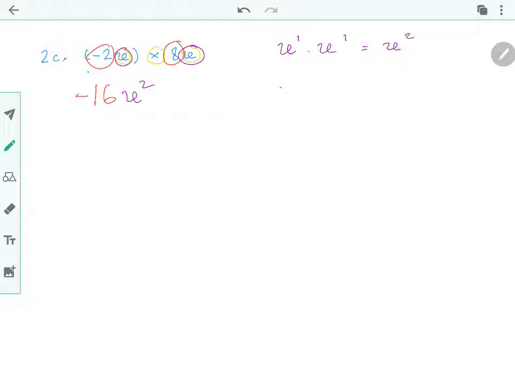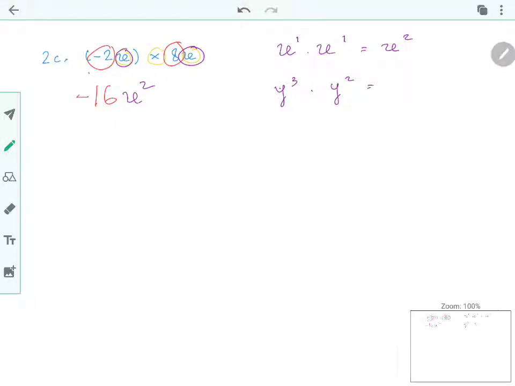Another example, let's say I have y to the power of 3 times y to the power of 2. So y to the power of 3 times y to the power of 2 is y to the power of 3 plus 2, or y to the power of 5. Another example, let's say I have x y to the power of 3 times x squared times y to the power of 4.